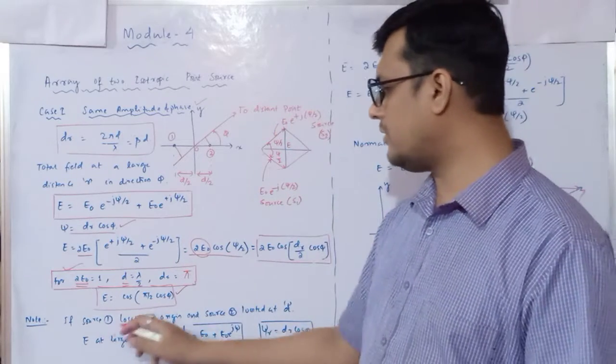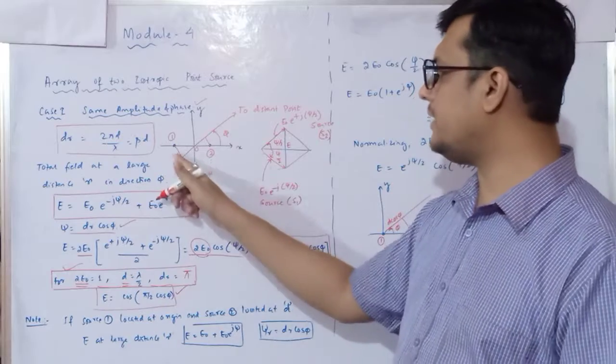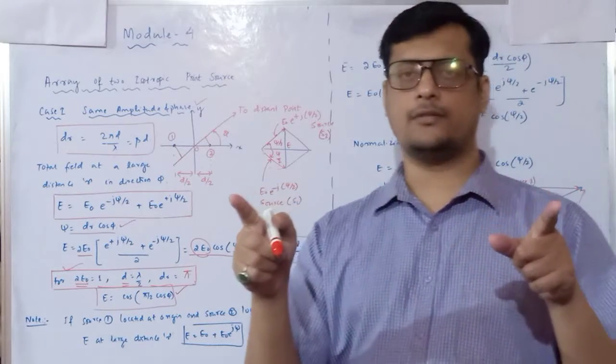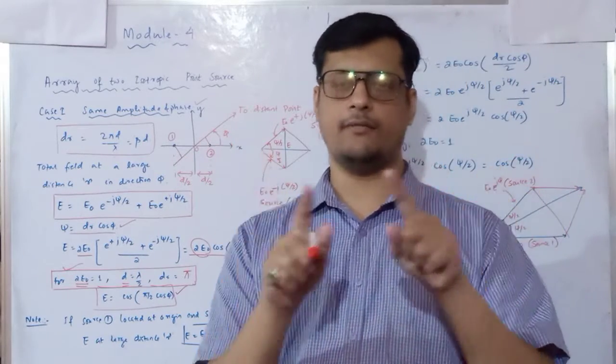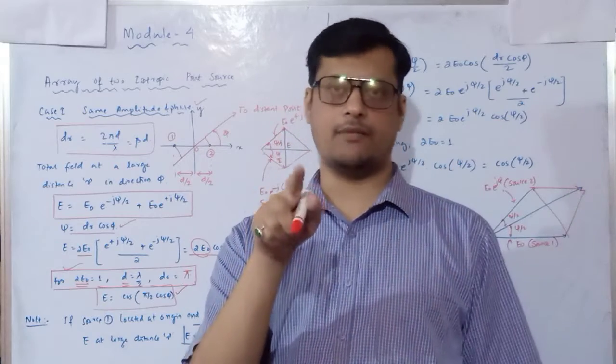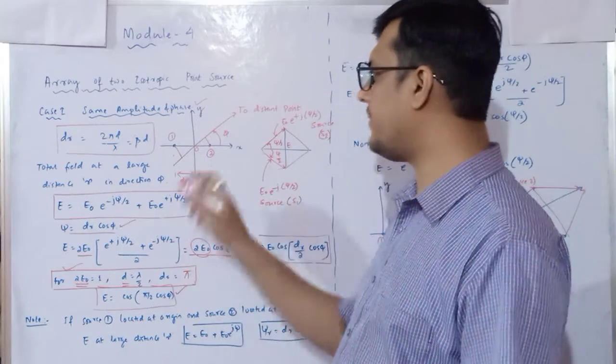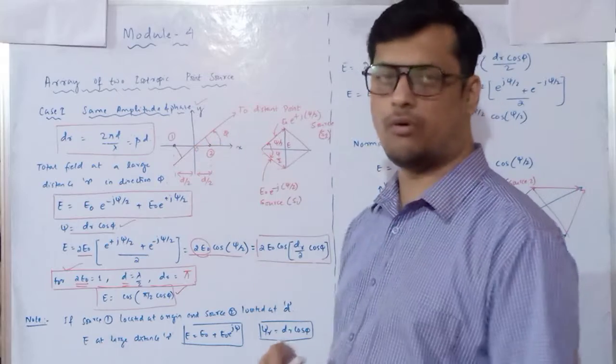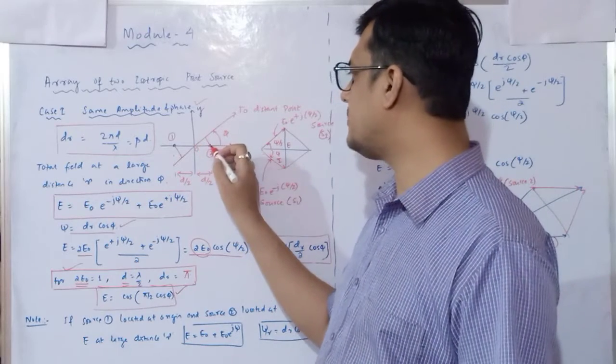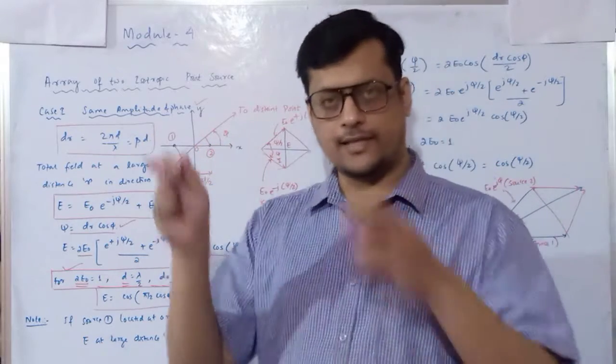Next, if the source is located at the origin, in this case the 2 point sources are separated by a distance d, with the midpoint being our origin. Now the second case: what happens if this point is shifted to O and the other is shifted to another position, at a distance d?